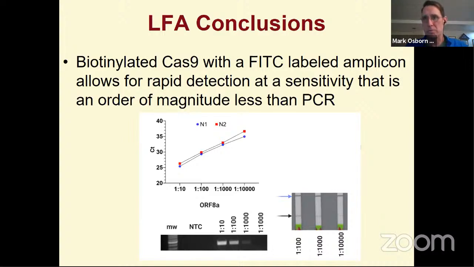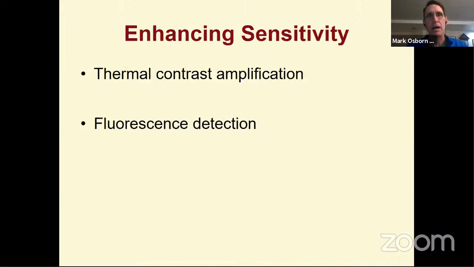And this is due to the sensitivity: the ability to detect a test band, again, the black band in the lateral flow assay, is visually based, is optically based, which has lowered sensitivity in comparison to fluorescence detection. But because fluorescence detection requires more specialized instrumentation, likely at a more specialized laboratory, we also have a collaboration where we can amplify the signal of the lateral flow assay using thermal contrast amplification.